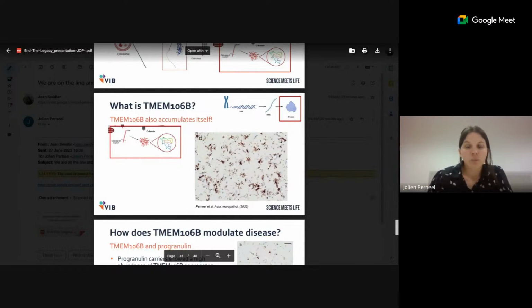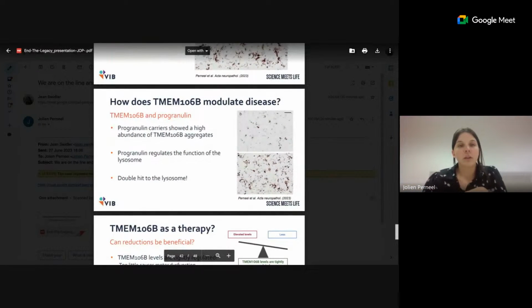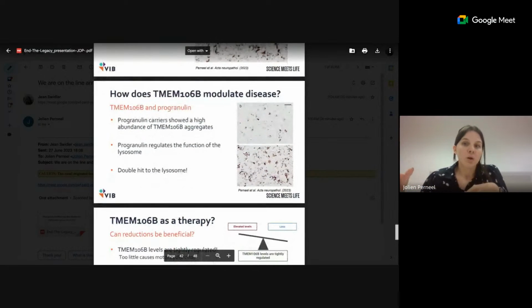We have done some experiments to look at this in the brain, and it looks like the picture you can see here. You have these dense brown clusters in the brain, which are TMEM106B. And surprisingly, what we also saw is that progranulin carriers also showed a really high abundance of these TMEM106B aggregates. And considering that progranulin regulates the function of the lysosome, it is actually a double hit to the lysosome, which is likely very important in the disease mechanism.